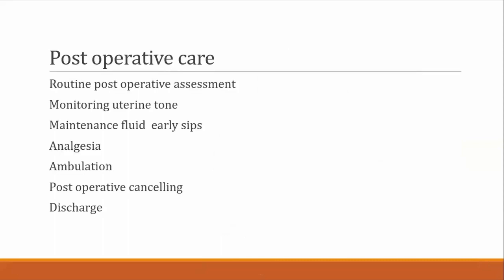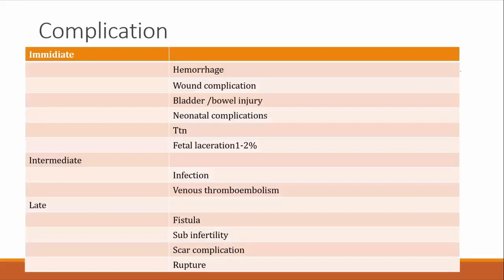So postoperatively, what can we do? The routine postoperative assessment of the woman and the fetus should be there, in addition to the monitoring of uterine tone and vaginal bleeding in the immediate postoperative time. And there should be fluid management, analgesia, and initiation of breastfeeding, which is important in postoperative care after the cesarean section.